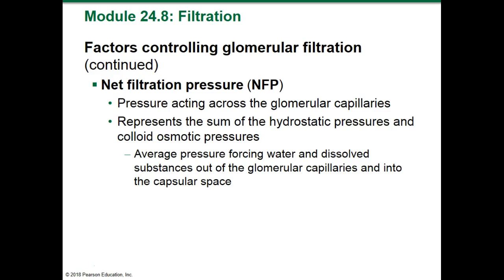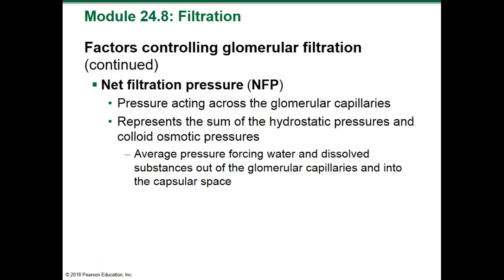That's the pressure that acts across the glomerular capillaries. So that involves all those things we just talked about. The sum of the hydrostatic pressures and the colloid osmotic pressure. Average pressure forcing the water and dissolved substances out of the glomerular capillaries and into the capsular space. So generally you hope that the net filtration pressure is positive so that you can actually push stuff across the glomerulus into the tubules.